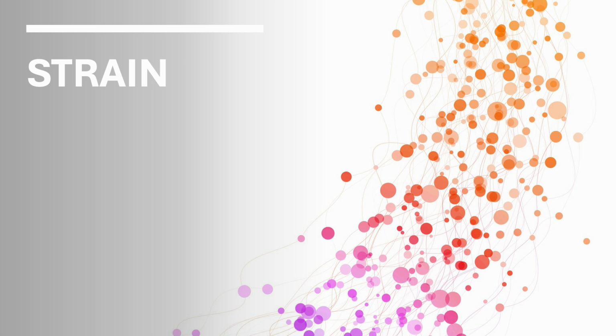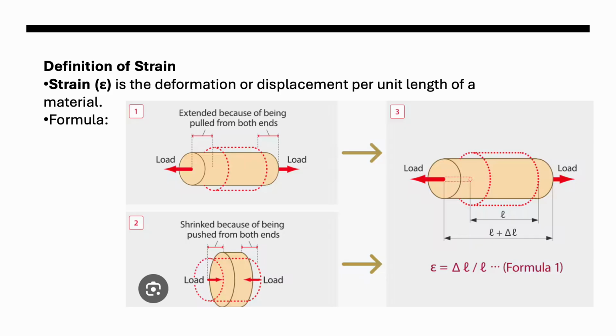Today I will try to explain strain. So what is strain? Strain is the deformation or displacement per unit length of material. We have some sample which is subjected to pulling force. For instance, if we have pulling force at the end of the sample, which is shown in figure 1, then we'll have extension in the length. So that difference between original length and extended length over the original length will be our strain.